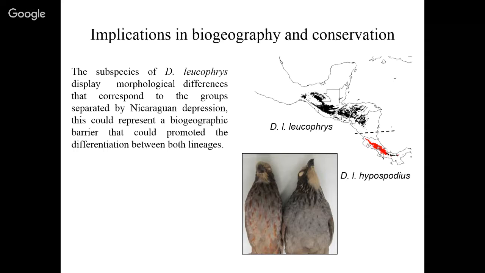Here we model 2 lineages instead of 3 subspecies, although 1 subspecies actually corresponds with 1 lineage. In this case, the subspecies Hypospodius is presented in red. The subspecies of Dendroctis leucophis display morphological differences that correspond to the groups separated by the Nicaraguan Depression. This could represent a biogeographic barrier that could promote the differentiation between both lineages. And you can see that the morphological differentiation actually tends to be clear.